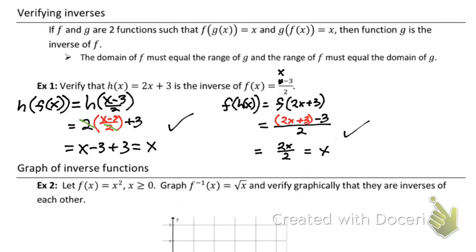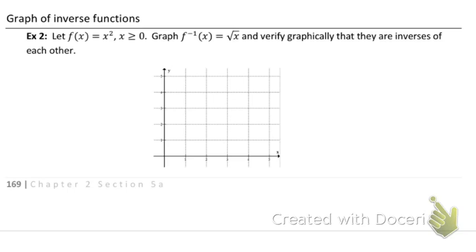Okay. Next thing we're going to talk about are graphs of inverses. We are going to let f of x equal x squared as long as x is bigger than or equal to 0. And we're going to graph f inverse of x equals square root of x and verify graphically that they are in fact inverses of each other. So I'm telling you right now those are in fact inverses. I actually showed it up above. So those are two inverses.